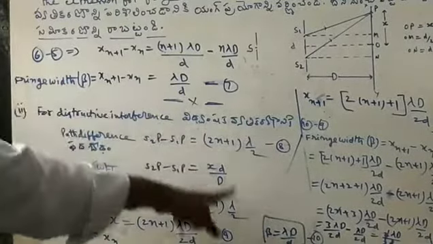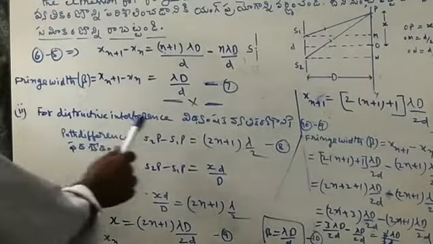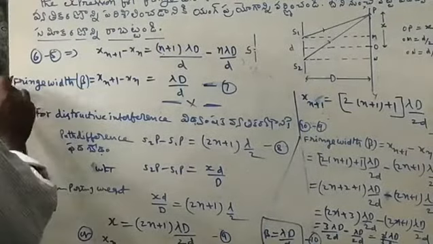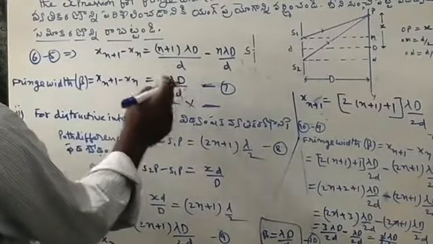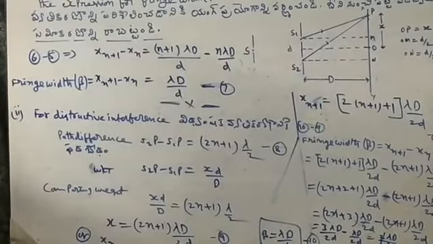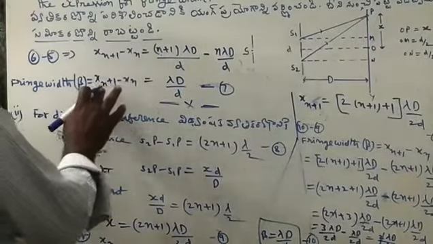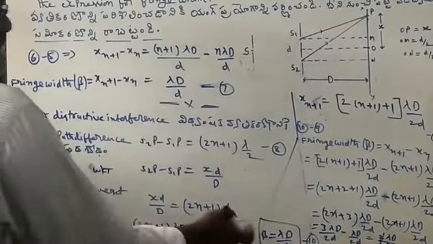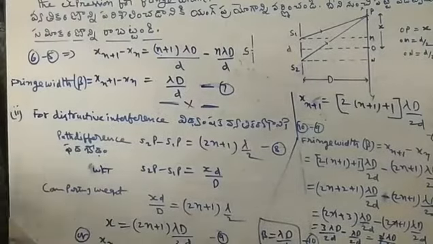Equation 7 and 10 are equal. For destructive interference, fringe width is equal to lambda D by d. For constructive interference, we solved and got beta is equal to lambda D by d. For destructive interference, it gives beta is equal to lambda D by d. Fringe width beta is equal to lambda D by d. You can write any one case.